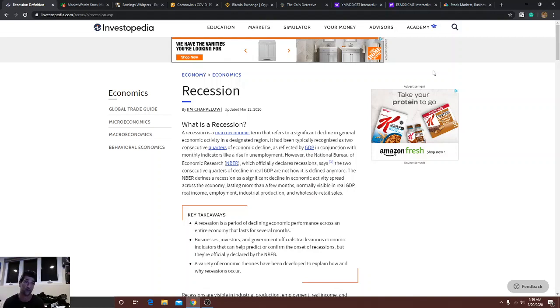Now I studied in the late 90s and graduated in like 2002, okay? I know now things are a little different, but here's what a recession is. The term significant decline in general economic activity in a designated region has typically been recognized as two consecutive quarters of economic decline as reflected by GDP, in conjunction with monthly indicators like a rise in unemployment. However, the National Bureau of Economic Research, which officially declares recessions, says the two consecutive quarters of decline in real GDP are not how it is defined anymore.